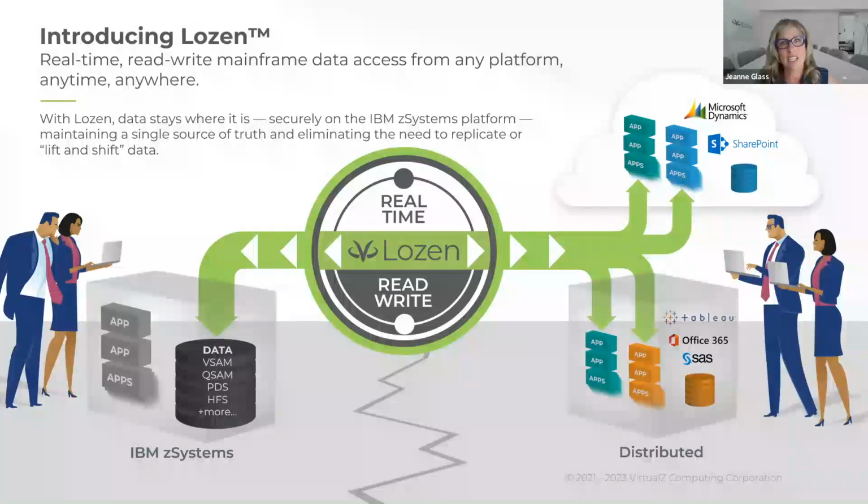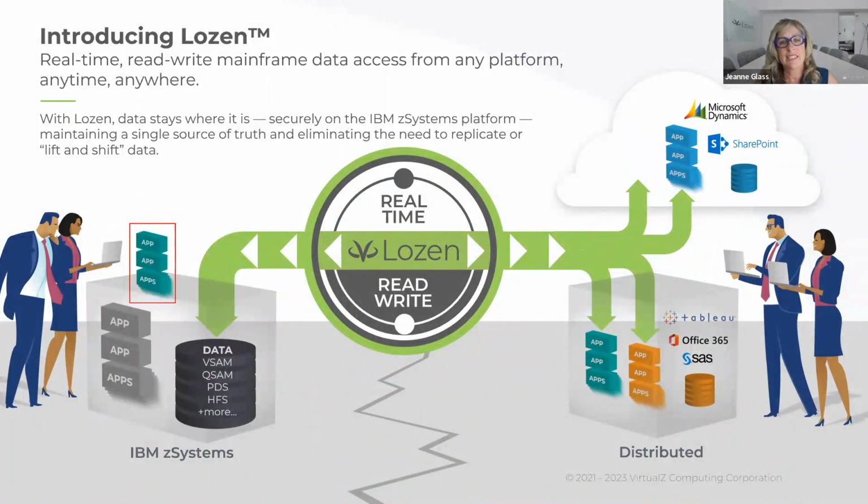Leave your data securely and safely on the mainframe with Lozen, a no-code, zIIP-enabled workload that includes full data transformation, maintains your existing security protocols, and ensures a single source of truth across all applications in your environment, regardless of what platform they're running on. With Lozen, your mainframe, cloud, and distributed applications share equal secure access to your mainframe data.